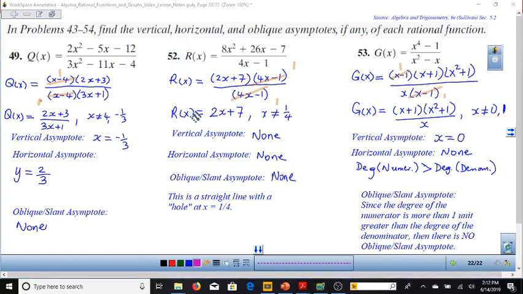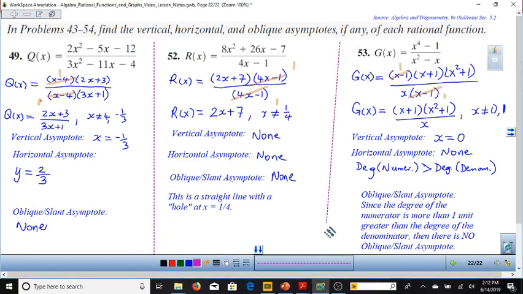So what we're going to do now is go on to the graphing of rational functions, and that will be that for the lesson.